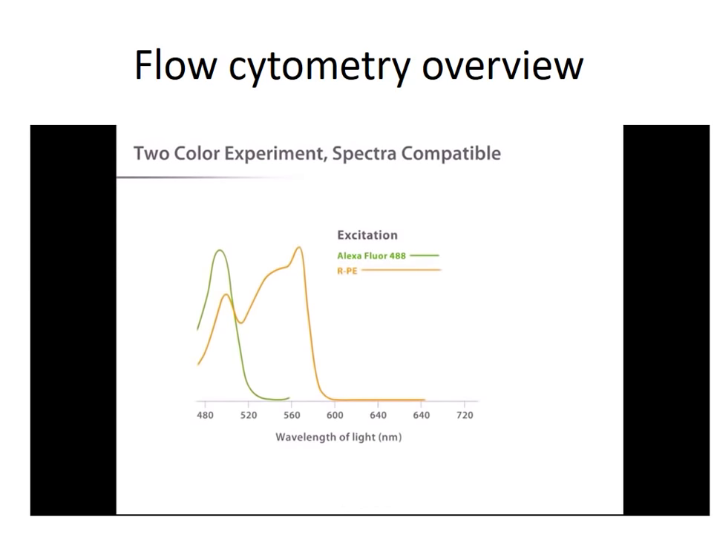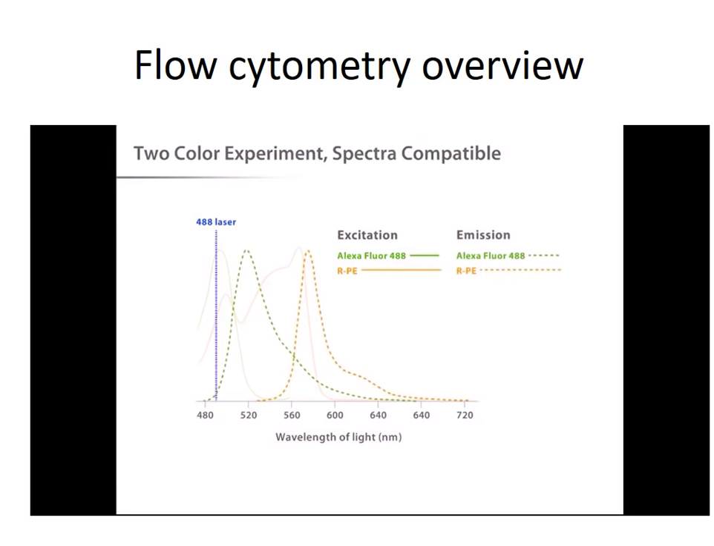What if we want to do a two-color experiment? We need to look at the spectra of the two fluorophores to see if they are compatible. Alexa Fluor 488 and phycoerythrin, or RPE, are commonly used together. For these two fluorophores, 488 nanometer light is an efficient excitation source. When excited with 488 nanometer light, you can see that the emission peaks for these two dyes are far enough apart so that discrete emission data can be collected. Compatible dyes such as these allow scientists to easily detect two colors from a single laser.